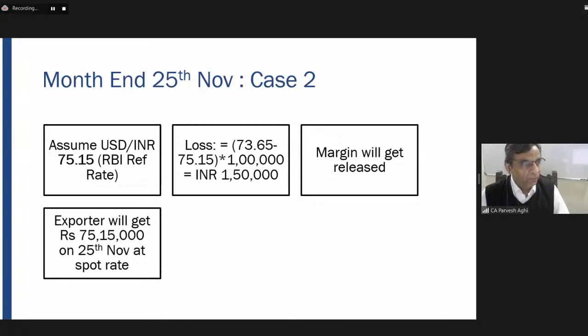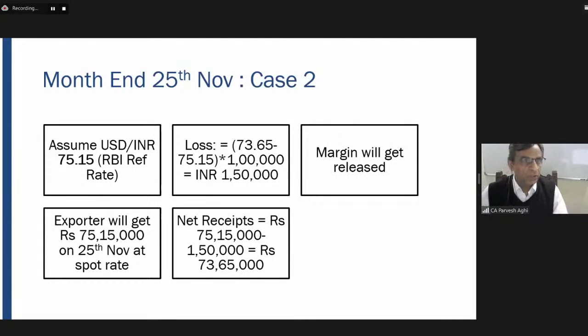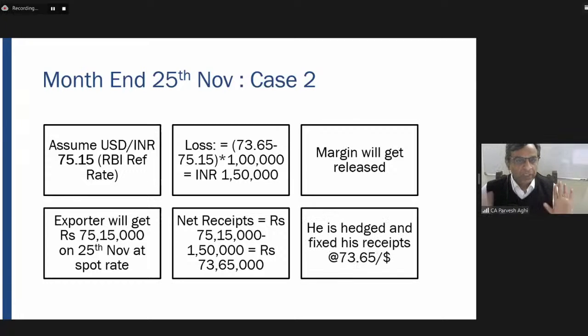When he goes to the bank with $1 lakh, the bank will give him 75,15,000, but he has suffered a loss of 1,50,000 from the stock exchange. So his net receipt will be 73.65. So he's hedged. Whatever happens to the dollar, whether it goes up or down, his net receipt will be 73.65. If it goes up, he's going to suffer a loss in the stock market, but a gain in the spot market, so that will get neutralized.